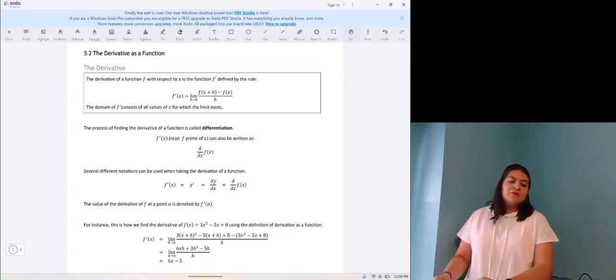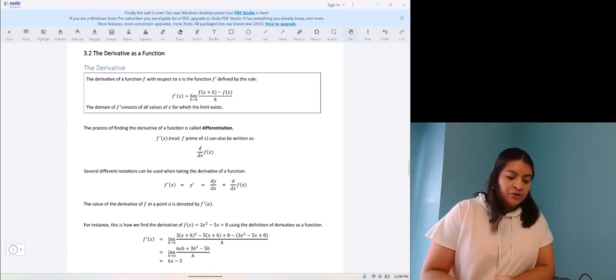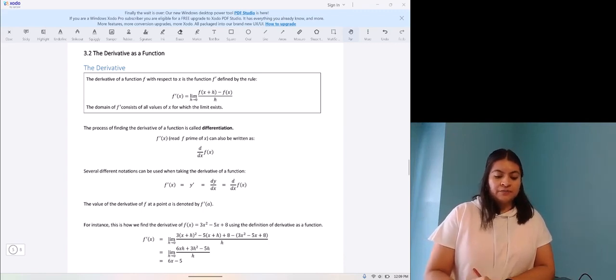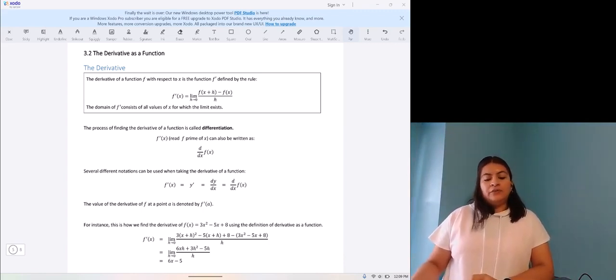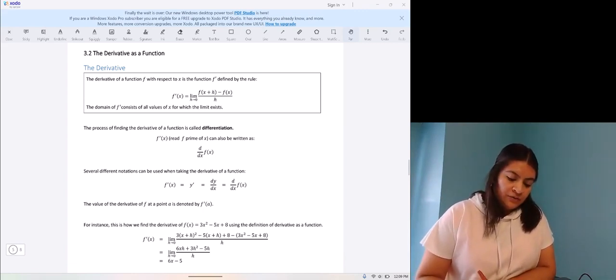Section 3.2 is called the derivative as a function. The derivative of a function f with respect to x is the function f prime defined by the rule f prime of x equals the limit of f of x plus h minus f of x divided by h as h approaches 0. Different ways to write the derivative is by using these notations here.